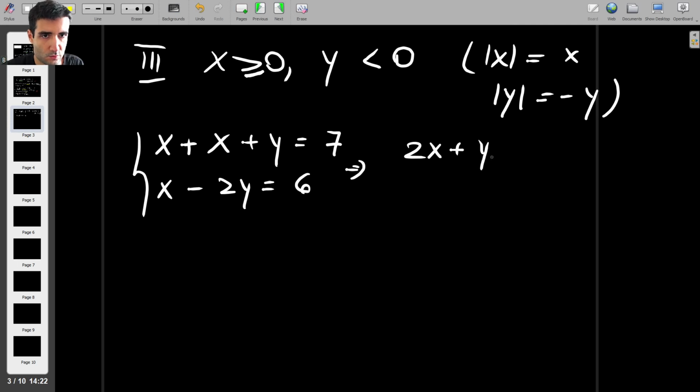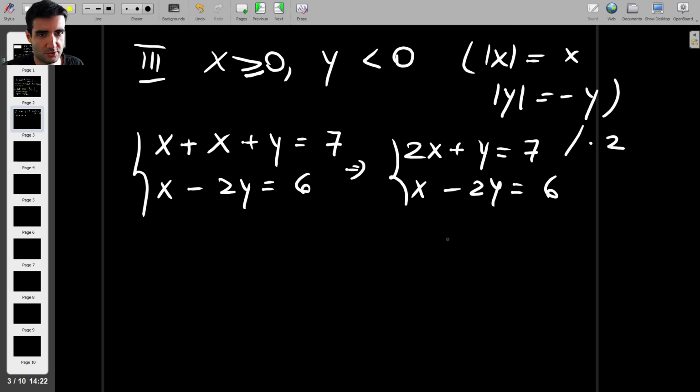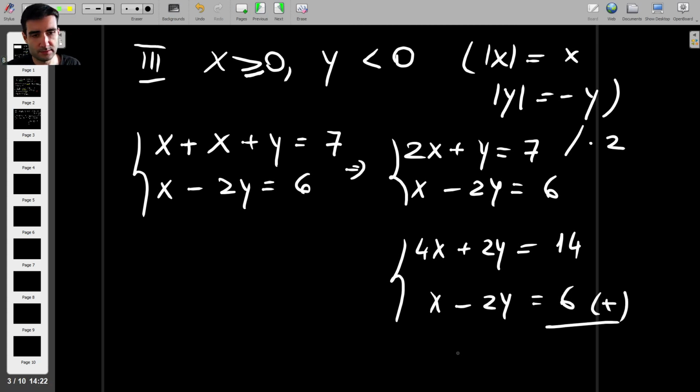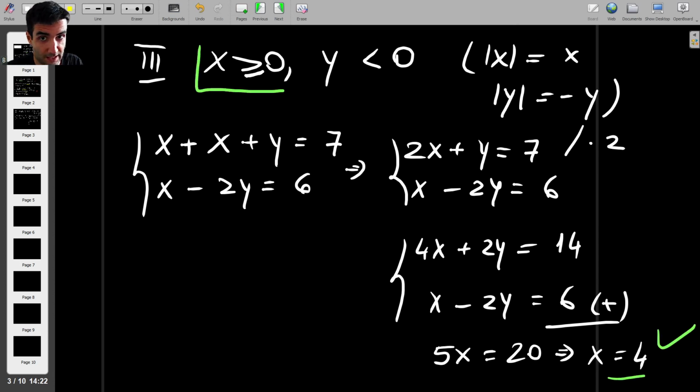So 2x plus y is equal to 7, and x minus 2y is equal to 6. If you're doing GMAT, you should be able to do this in a few ways. I'll multiply the first equation by 2 and get 4x plus 2y is equal to 14, and then x minus 2y is equal to 6. Then I add the two up and I get 5x is equal to 20. So x is equal to 4, which is okay, because x is 4 satisfies the fact that we assumed x to be at least 0.